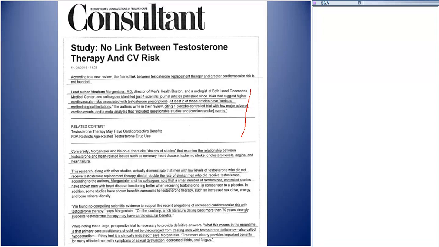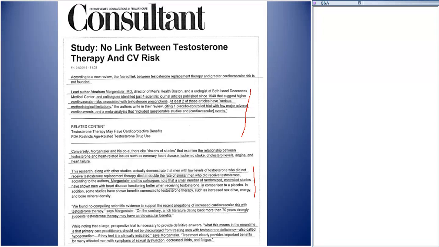This research, along with other studies, actually demonstrates that men with low levels of testosterone who did not receive testosterone replacement therapy died at double the rate of men who did receive testosterone. So if you want to live longer, happier, and healthier, then you should be on testosterone. If you want to die sooner, then go ahead and not take it. Yeah, but my doctor says... well, your doctor doesn't understand all the world's literature.